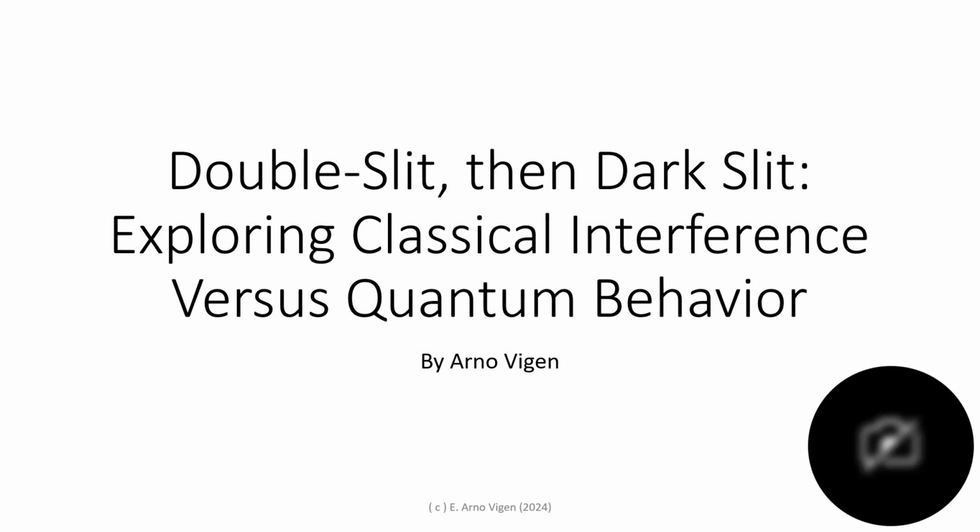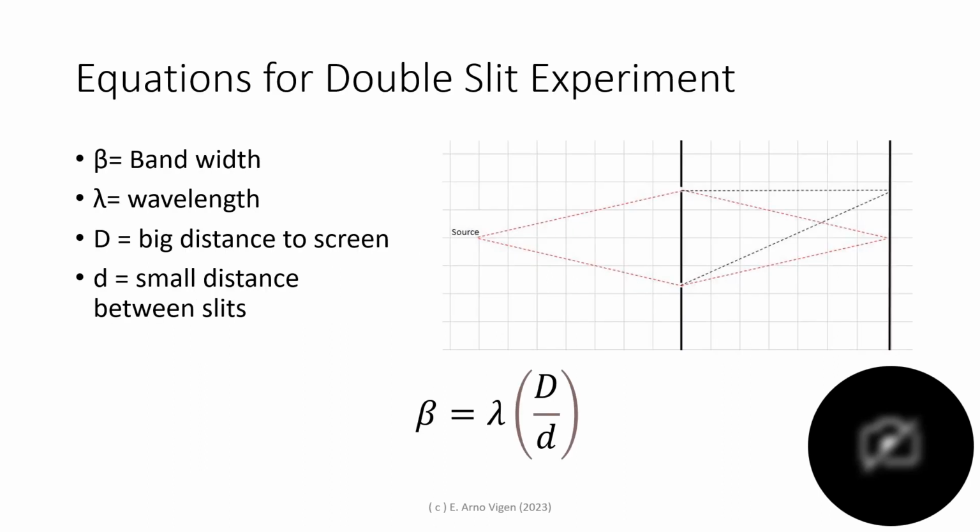Today we're going to talk about the double slit experiment, then a dark slit, and we're going to explore classical interference versus quantum behavior. Now, the equations for the double slit experiment are that the bandwidth, the width of those bands on the second item at the right, depends upon the wavelength of the light, the distance big D to the screen, and little d, the distance between the slits.